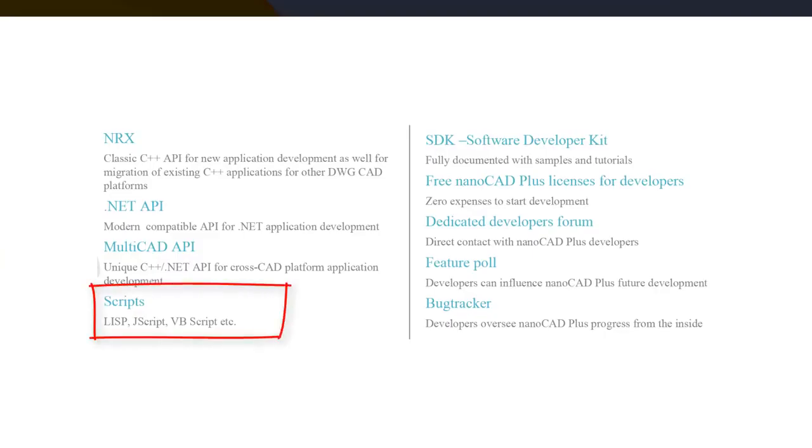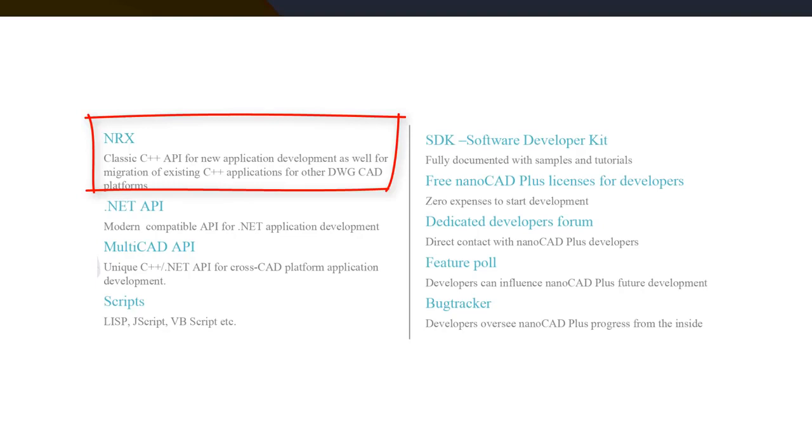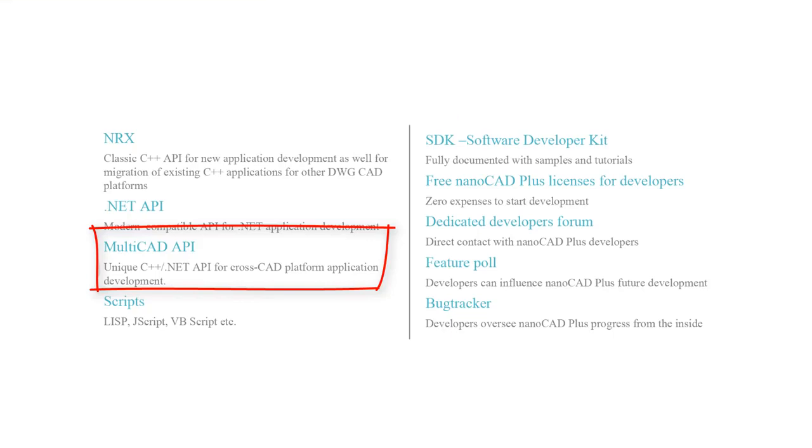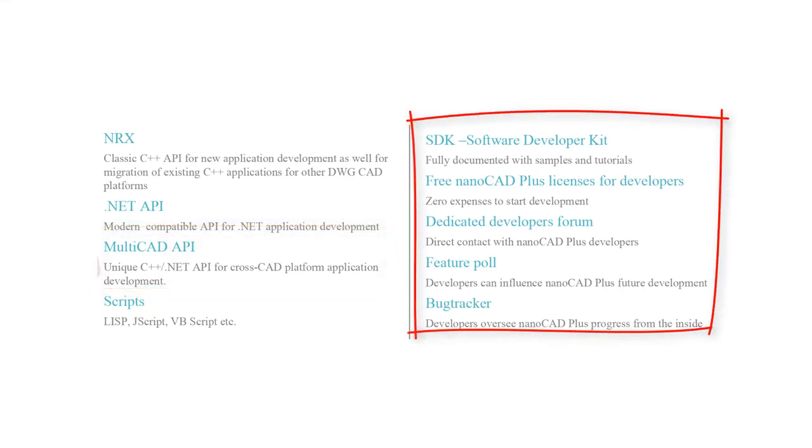For APIs, you have ones you expect, such as the Lisp programming language, scripts, NRX, which is equivalent to ARX, and then perhaps most interesting of all, the MultiCAD API. This is one that has functions that are common to many of the AutoCAD workalikes, so you can write an add-on for one and it works on all. Unlike Autodesk and its developer program, the developer program at NanoCAD is free.